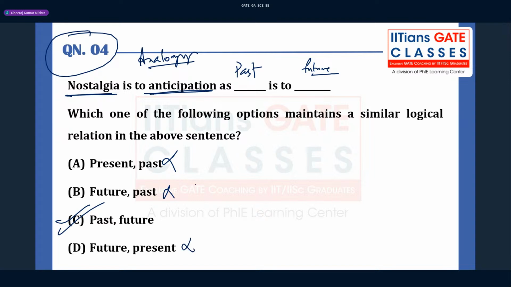These options are wrong, right? Please remember, words like nostalgia and nostalgic, I believe everybody might have heard. So the answer for this question is C.